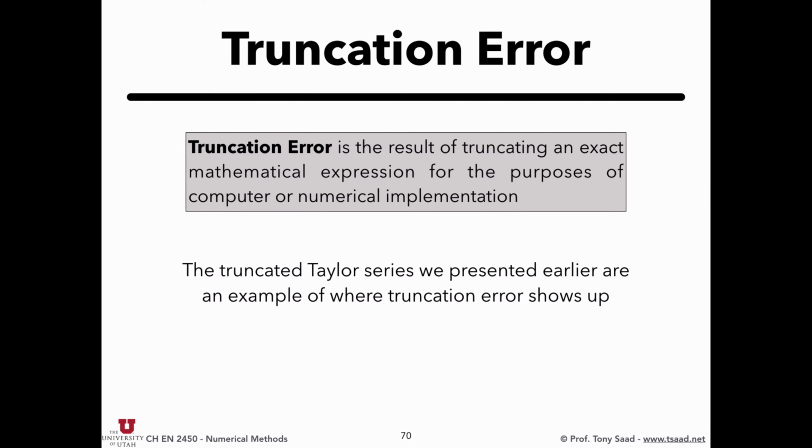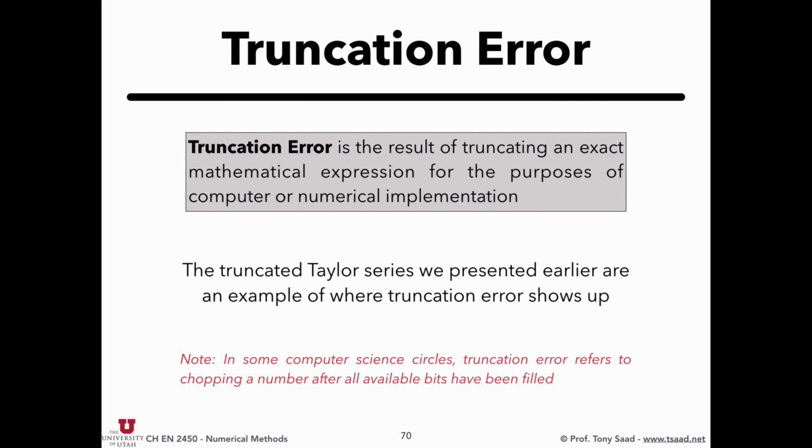Correct. So that was a measurement of the change in the truncation error. The more terms we added, the truncation error was reduced relatively. And so that's an example of truncation error. Now, be careful. In some computer science circles, truncation error refers to chopping a number, in other words, it refers to round-off error. I think that's technically wrong. Truncation error is strictly reserved to truncating a mathematical expression due to numerical implementation needs. Chopping a number or rounding it is what happens when we represent a number on a computer.